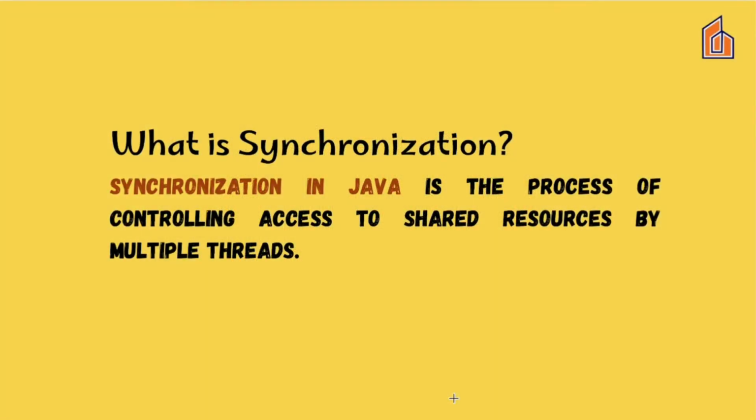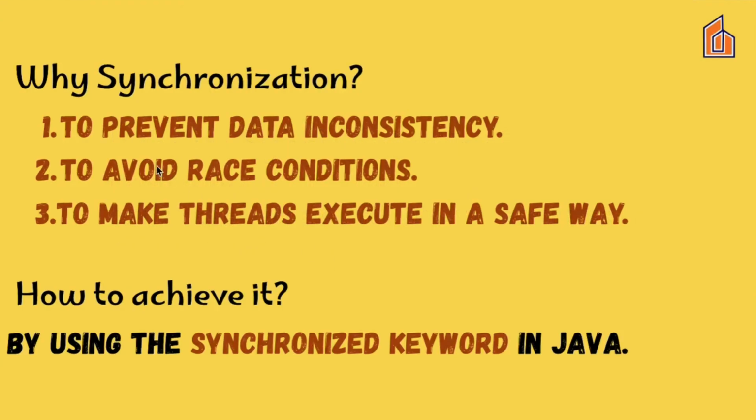What is synchronization? Synchronization in Java is the process of controlling access to the shared resource by multiple threads. Now, why synchronization? Synchronization is important to prevent data inconsistency, to avoid race conditions, and to make threads execute in a safe way. Now, how to achieve it? It can be achieved by using the synchronized keyword in Java.